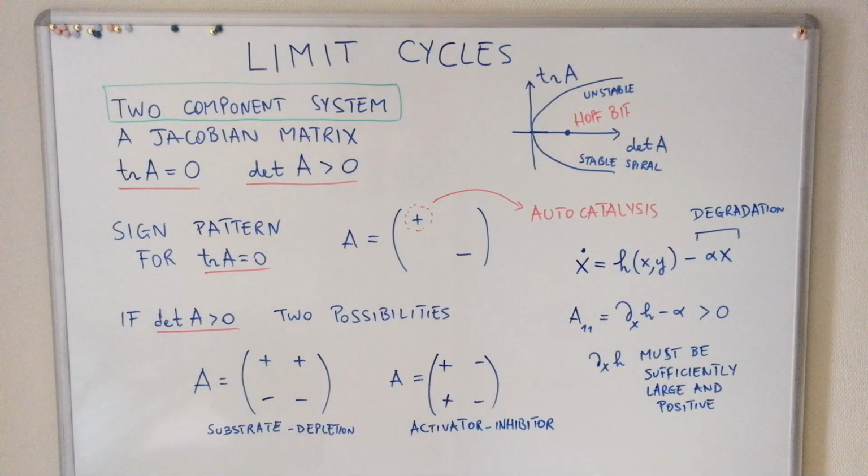Okay, right. So the trace of the Jacobian matrix has to be equal to 0, and we are asking, what is the sign pattern that gives rise to 0 trace? To get the 0 trace, I must have, in general, that of the two diagonal elements, one is positive and the other one is negative.